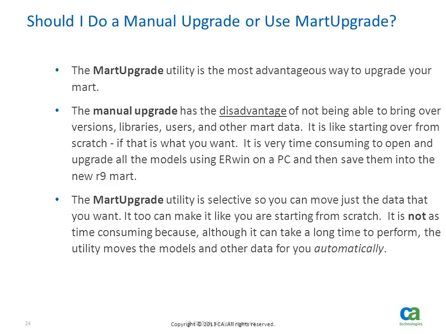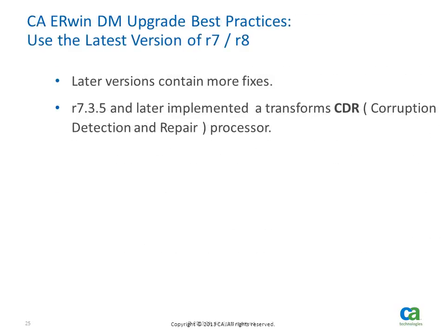The ERwin Data Modeler Upgrade Best Practices. One best practice is to use the latest version of R7 or R8 when you're going to R9.5. The reasons are that later versions contain more fixes. The r7.35 and later version implemented a transforms corruption, detection, and repair processor. Earlier versions of ERwin allowed users to create transforms in a way that was not expected, and this CDR processor makes corrections during the upgrade from r7.35 and later to R8 and later.